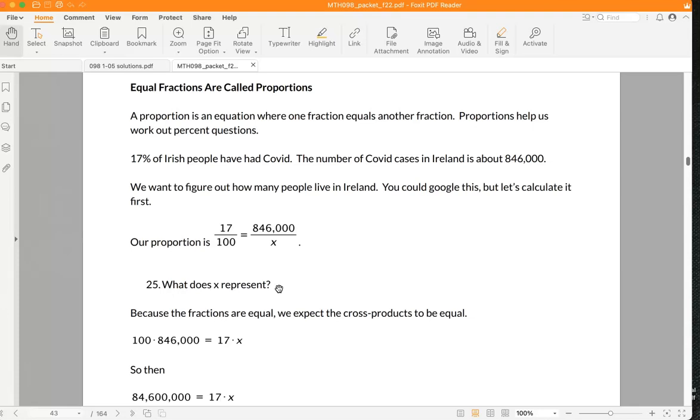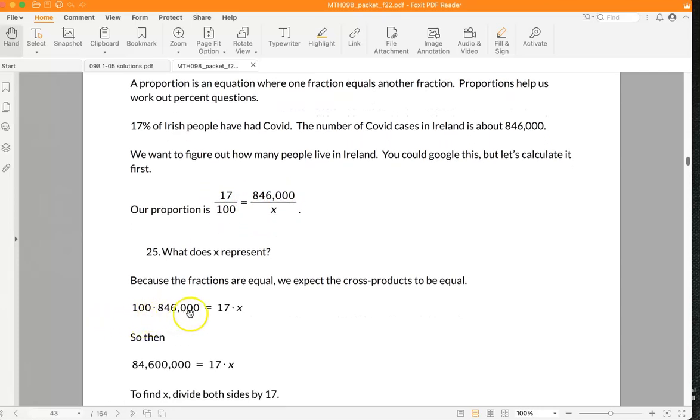And if we want to find X algebraically, we expect the cross products to be equal. So this is when we take 100 times this number and set that equal to X times 17, or 17 times X. And that's what I'm doing down here. So I'm setting the cross products equal to each other. And then this gives me 84.6 million equals 17 times X.